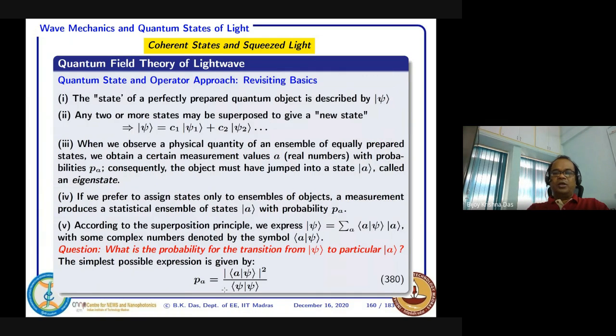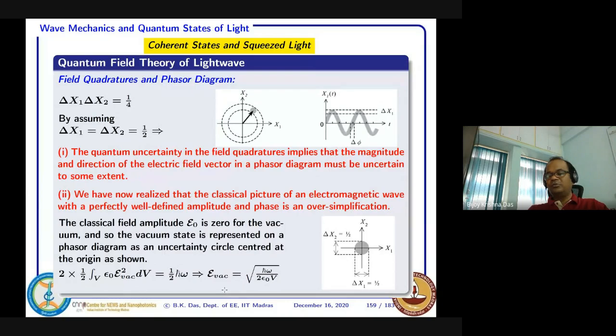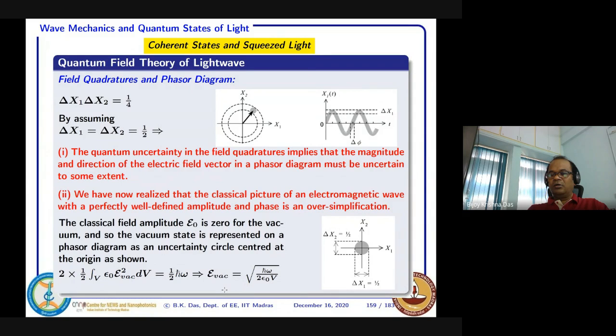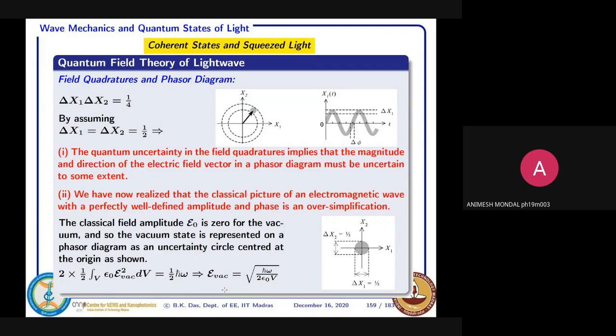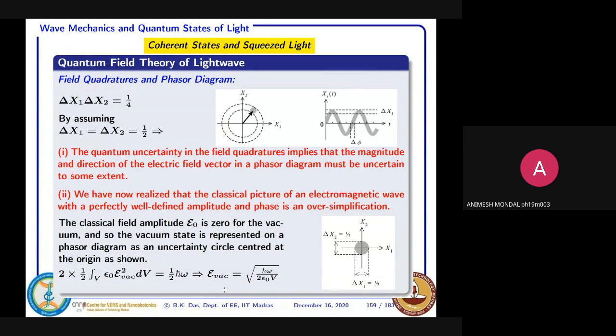Sir, this zero point energy is fairly a small number, right? Because half h cut omega is there. Yes, true, it is a fairly small value. But in terms of field quadratures, it is a very big number. The uncertainty is 1/4, which is a dimensionless number. Yes, sir. But here h cut is there, and h cut is like 10 to the power minus 34.